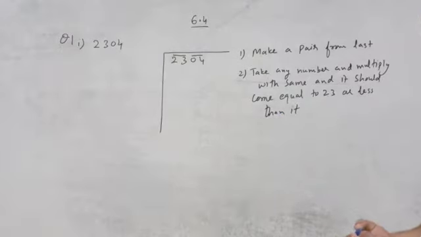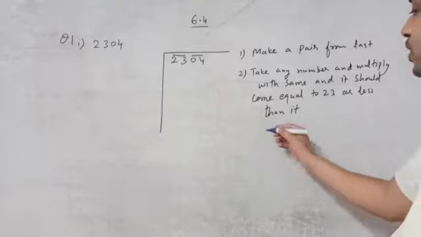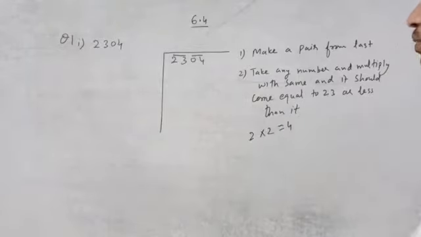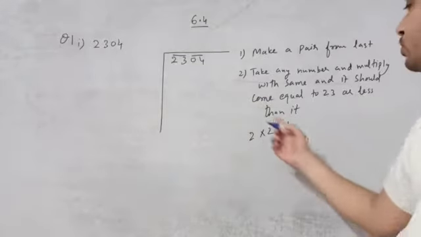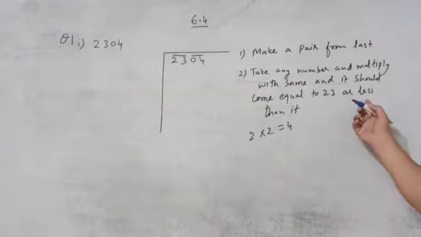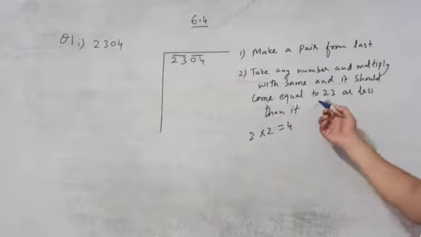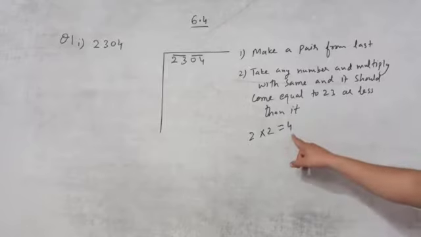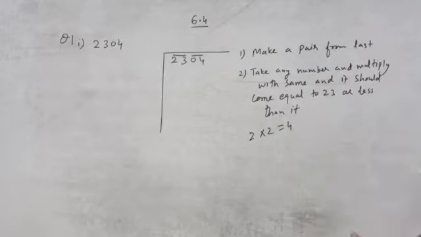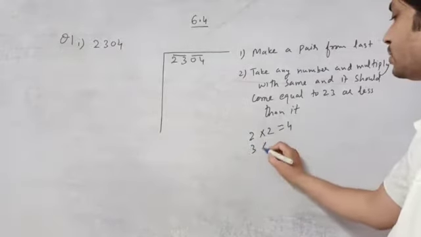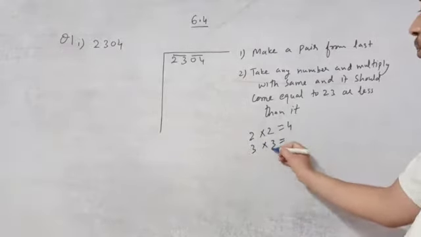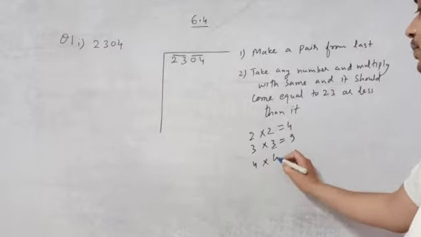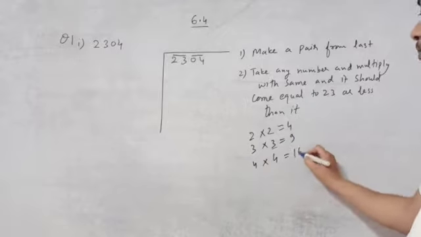So we have to take one number. Suppose we take 2, then we multiply with 2, and 2 into 2 is 4. It is less than 23, but we have to take the maximum number, not the least. If we take 3, we multiply with 3 and get 9. If we take 4, we multiply with 4 only, and we get 16.